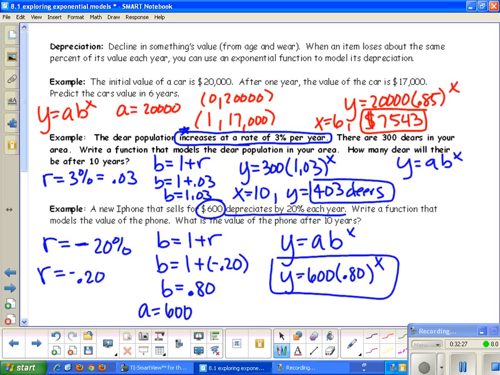So this is the equation, and if I want to figure out in 10 years how much it's going to be worth, I'm going to be doing y equals 600 times 0.80 to the 10th. So in 10 years, your iPhone would be worth $64.42. So of course, this isn't a real problem. I don't know how much your iPhone would really be worth in 10 years, but it's just a problem that I made up.